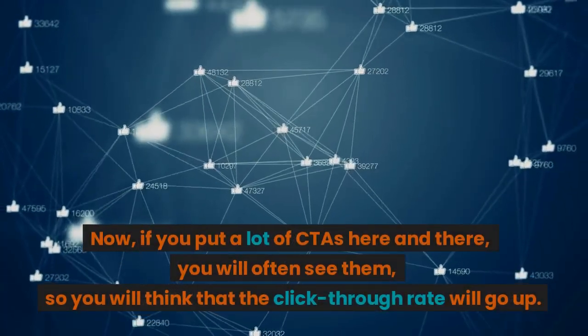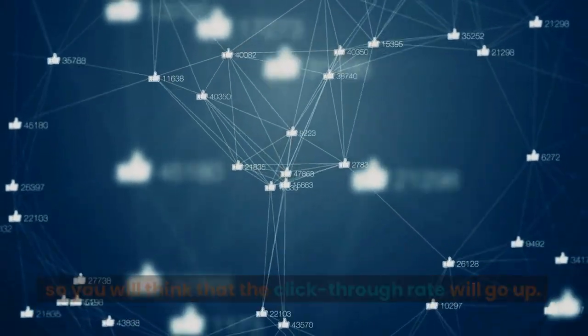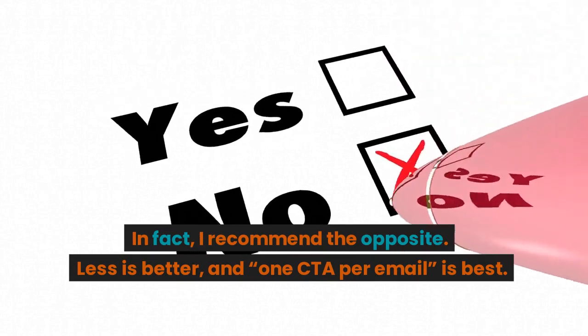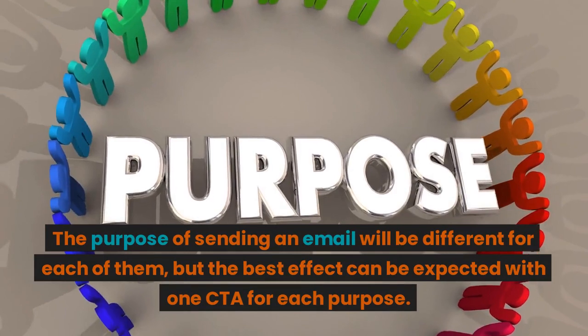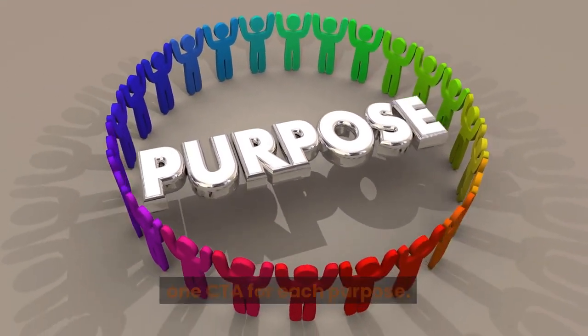Now, if you put a lot of CTAs here and there, you will often see them, so you will think that the click-through rate will go up. In fact, I recommend the opposite. Less is better, and 1 CTA per email is best. The purpose of sending an email will be different for each of them, but the best effect can be expected with 1 CTA for each purpose.